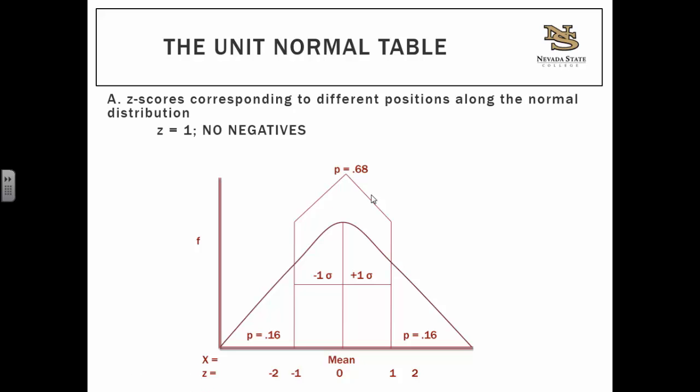So let's go ahead and take a look at the unit normal table, which is the table that we are going to be using to identify probabilities and z-scores for this entire lecture.